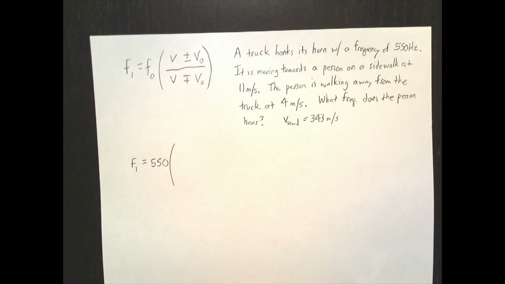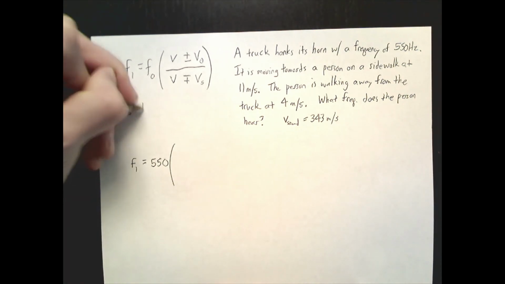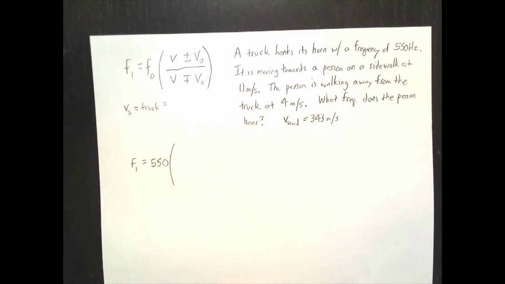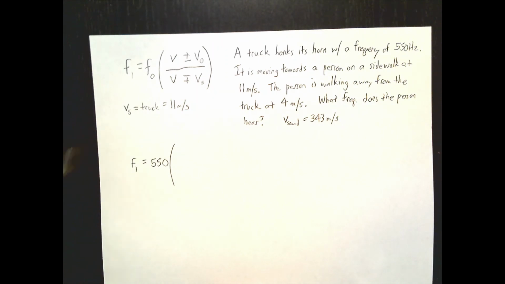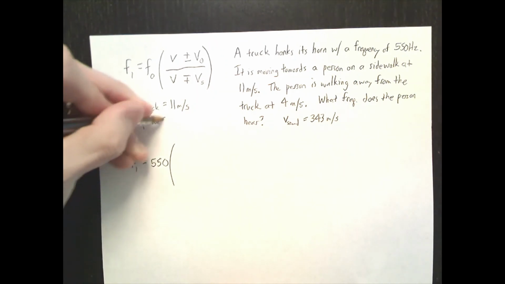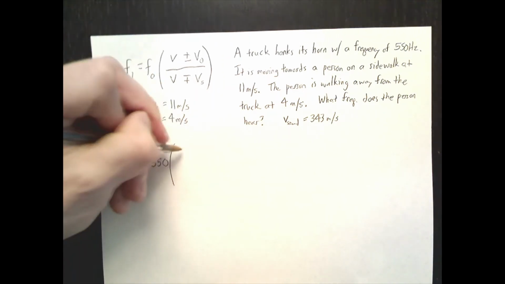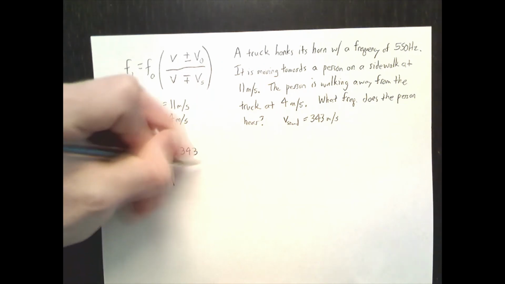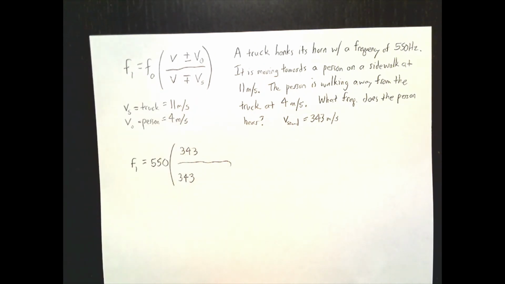First thing we need to do is identify who is the observer and who is the source. The truck honks its horn. It's the one making the sound, so VS is the truck, and that is moving at 11 meters per second. The observer is the person, the one that's hearing the sound, and they are moving at 4 meters per second. So V here is 343 in both cases because that's the speed of sound regardless of whether you're the truck or the person.